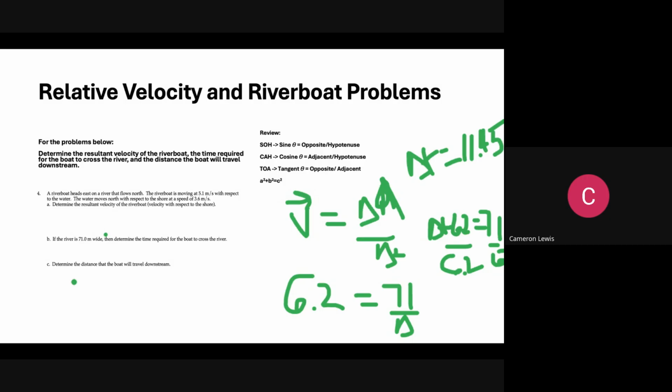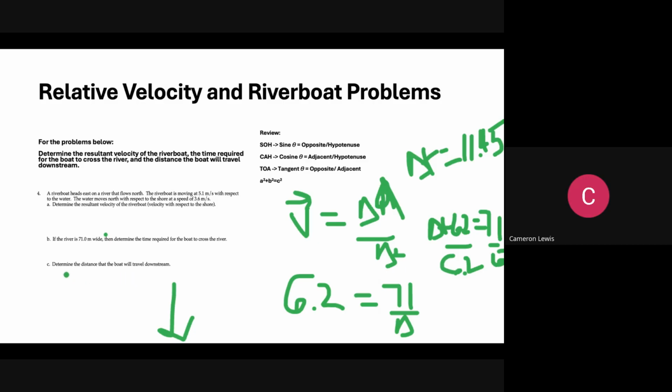Determine the distance now. I did 11.45. Now the distance that the boat will travel downstream, right? So that entire motion will be 11.45, right? So now we want to find out how long this vector is going to be, right? So if the boat is traveling at 3.6. No, wait. Yeah, I think it's 3.6 because that's the direction for 3. So this one moves 3.6, right?